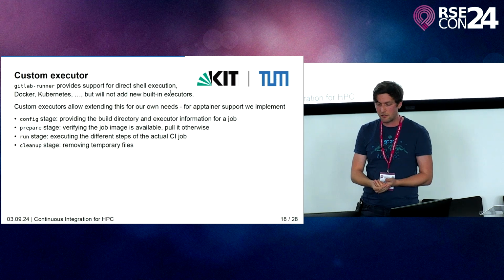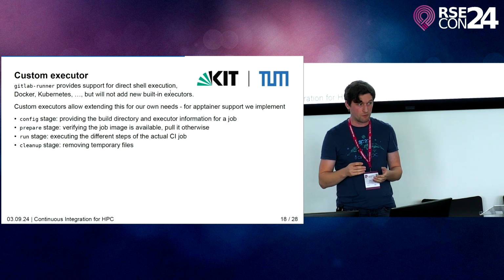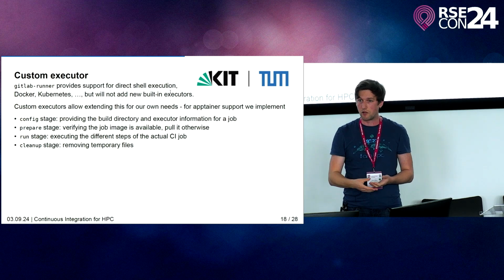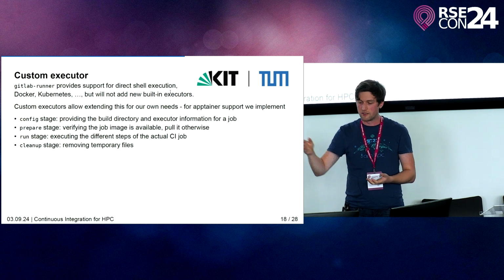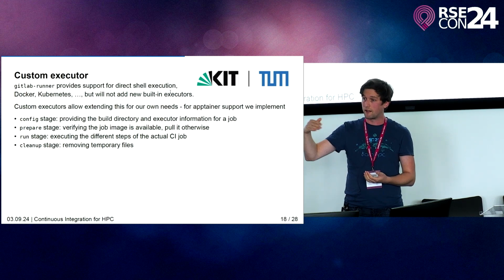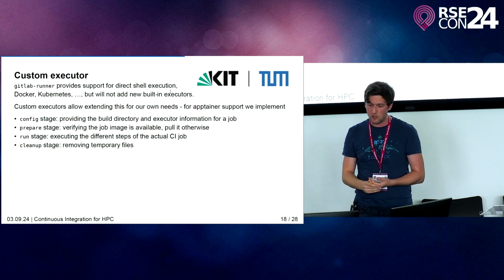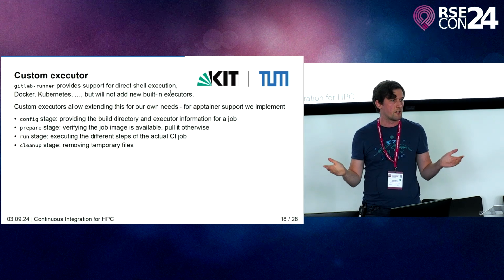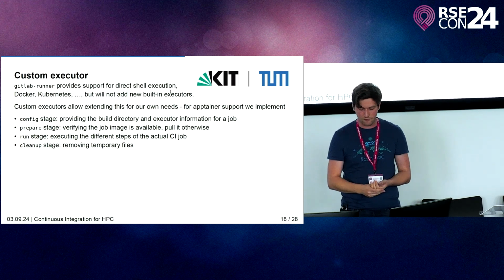For that, we have different stages. In a configuration stage, we just give some feedback to the GitLab Runner info. Prepare can pull some images from a registry if necessary. The run stage is actually running the different steps of a CI job, and the cleanup stage then just gets rid of all the temporary files we created.